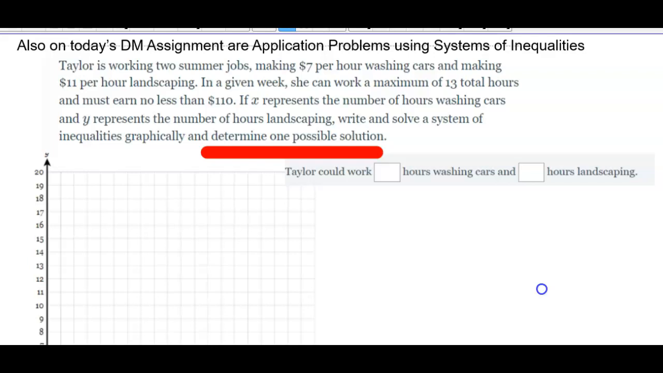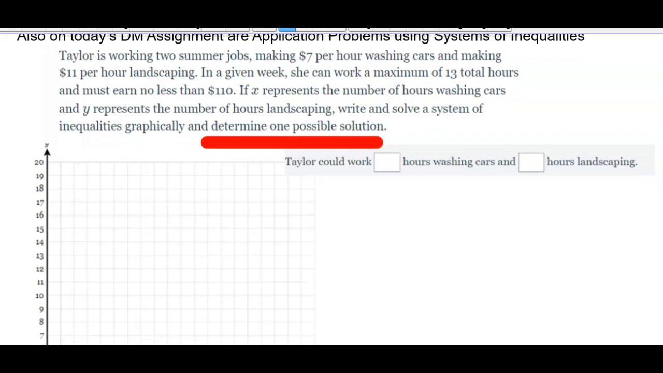The last thing I want to review, you also have on Delta Math a set of inequalities. So we're going to go through this one quick. Taylor is working 2 summer jobs, making $7 an hour washing cars and $11 an hour landscaping. In a given week, she can work a maximum of 13 hours and must earn no less than 110, so 110 or more. Okay? If X is the number of hours washing cars, so X equals cars, and Y is the number of hours landscaping.